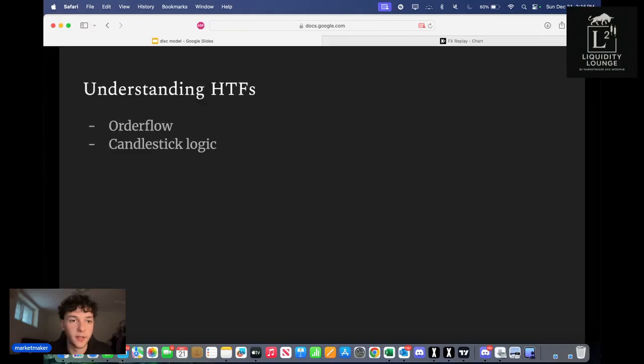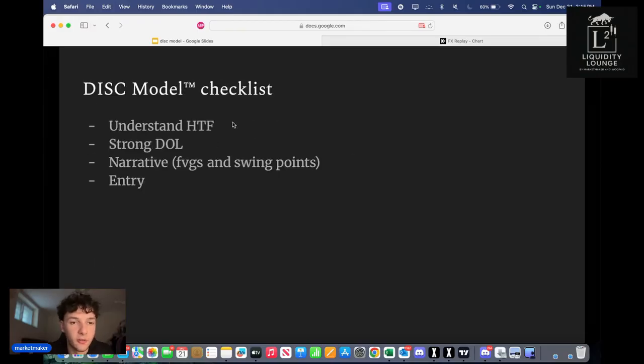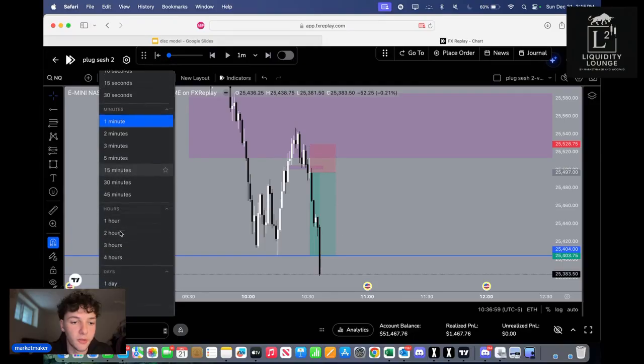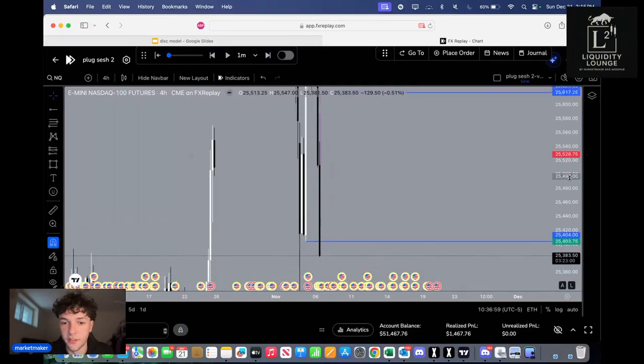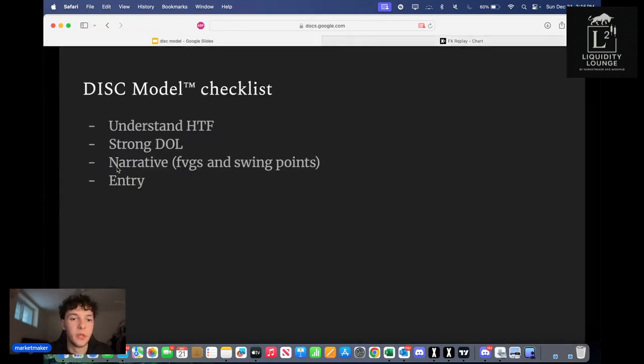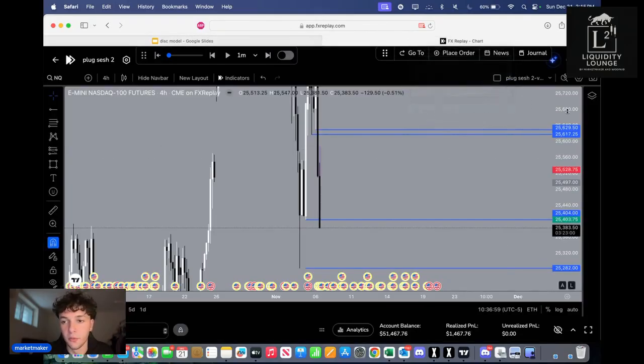Let's go back right here. Understand the higher time frames. We did with the 4 hour inverse, strong draw on liquidity, right? We had this 4 hour swing low, which was part of the strong draw on liquidities that I listed. The narrative array out of a 5 or 15-minute gap, we had that, and the entry, IFEG, right? We literally had everything. So this was a beautiful trade right here.